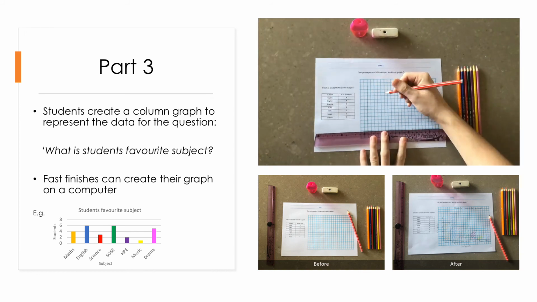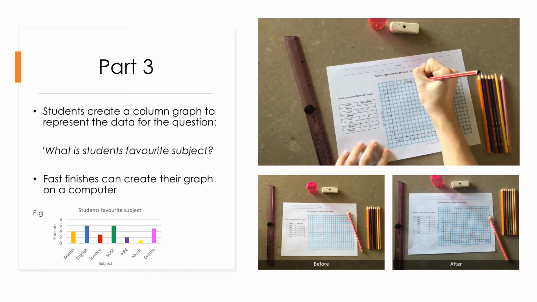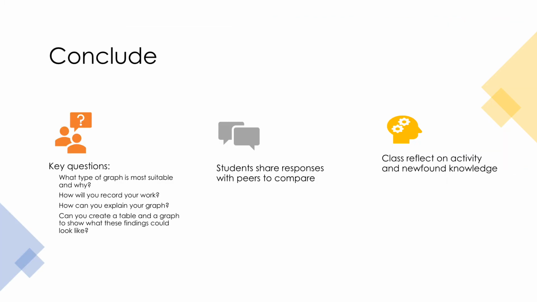For quick finishes, an extension activity will be provided to allow students the opportunity to create their graphs on a computer. Throughout the activity, students will be asked questions to establish their mathematical thinking process and determine their level of problem-solving competence. These are: what type of graph is most suitable and why? How will you record your work? How can you explain your graph? And can you create a table and a graph to show what these findings could look like?